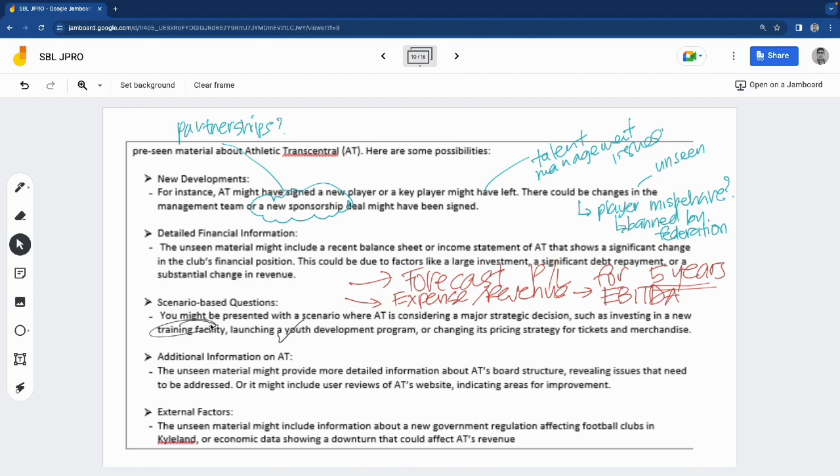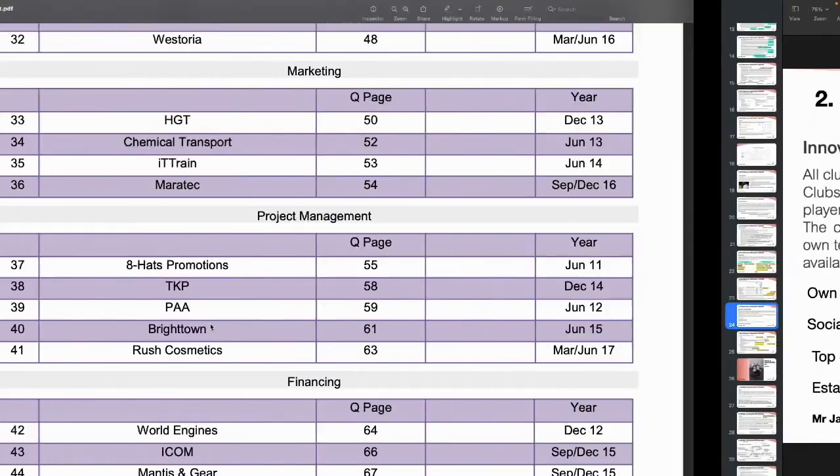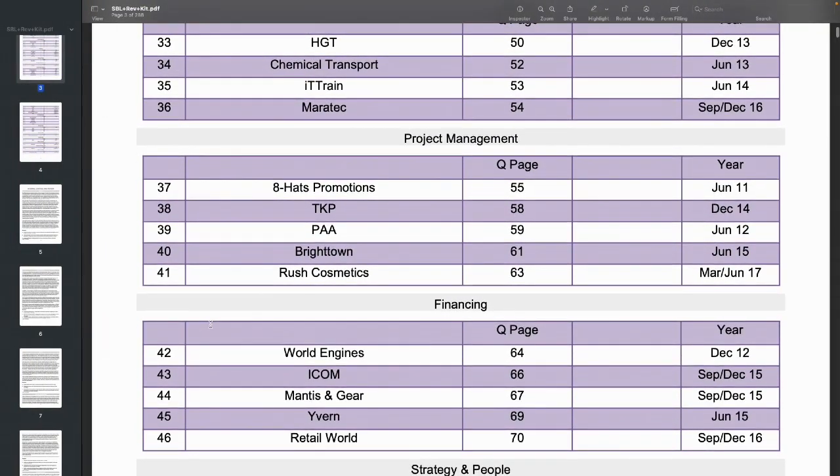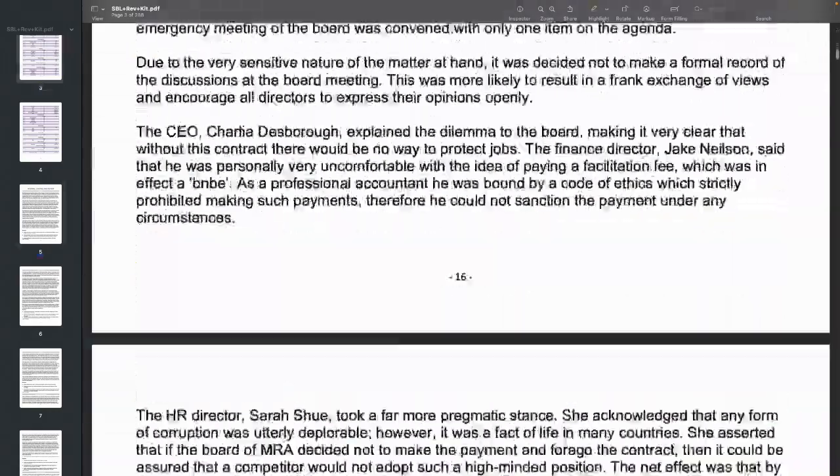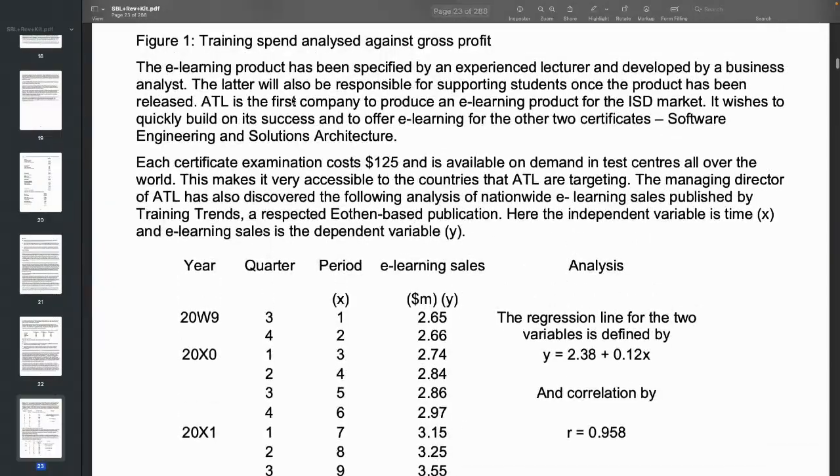Changing pricing, this is more likely stuff. For ticket and merchandise, I think the pricing issue might come out. Pricing. And you already saw, when you want to do pricing, what are the problems that you can see? If you get a question on pricing, it is possible, just as a note, you do need to remember there was a question in the past that we did do about pricing called ITT train. Let me just show you the question and show you how the information might come out.